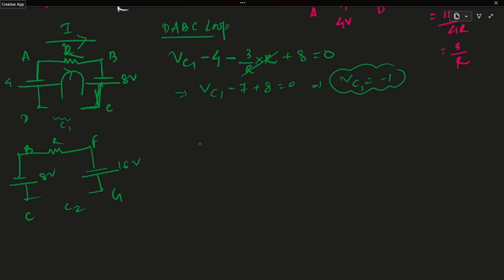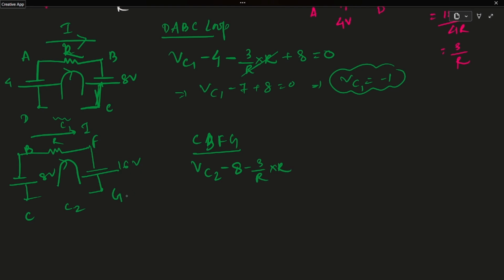Writing for the loop C, B, F, G. Here is the current flowing, I. Let the voltage drop between C and G, the voltage drop across the capacitor C2, be VC2. As I move from C to B, there is a voltage drop of 8 volts, so VC2 minus 8. When I move from B to F, the current is flowing B to F, so there is a voltage drop of IR, minus 3 by R into R.